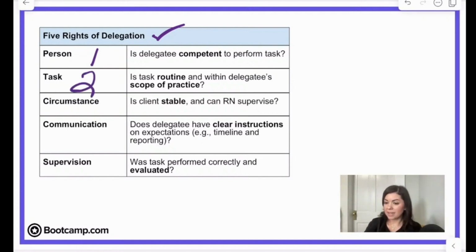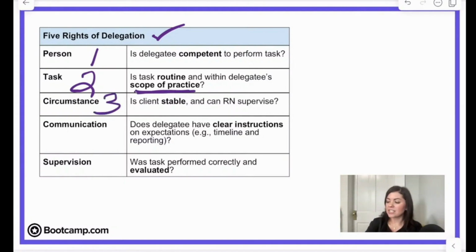The second right is task. Is that task routine, or is it something that's going to pose a lot of risk to the client, such as an experimental treatment or something that we don't think that the client will necessarily tolerate well? I'll give you some examples in the questions. And then we, of course, have to refer back to that scope of practice. Is this task within that delegatee's scope of practice?